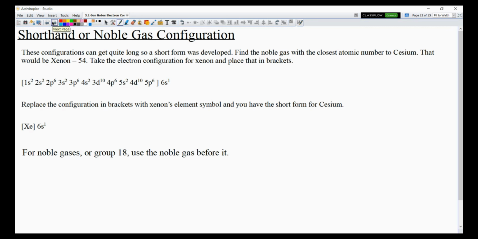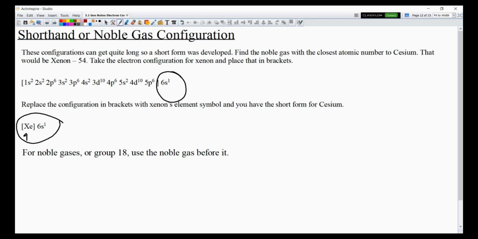See, after 5p6, that square bracket, we're going to bracket this part off. We're going to replace that with the noble gas that it represents, which is xenon, Xe. So we put Xe in the bracket just like that, and then we tack on whatever is left. So for cesium, it's easy. It's just 6s1. So this is the shorthand configuration for cesium. Okay, so it saves you a lot of time. Basically what it says is you're going to use the same configuration that xenon has, but then you're going to add a 6s1 onto it.